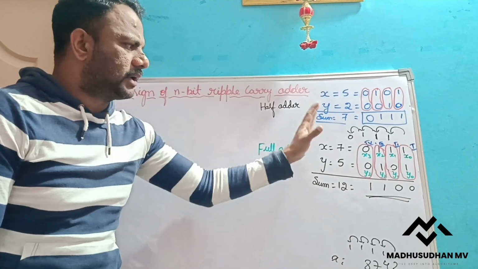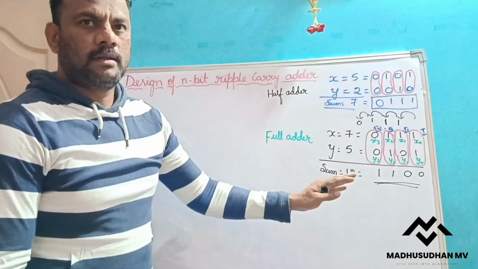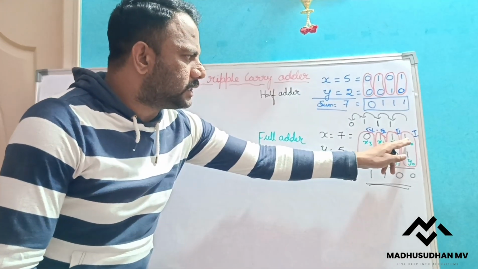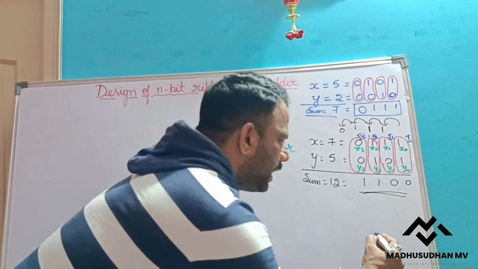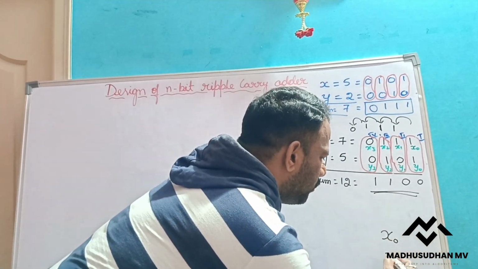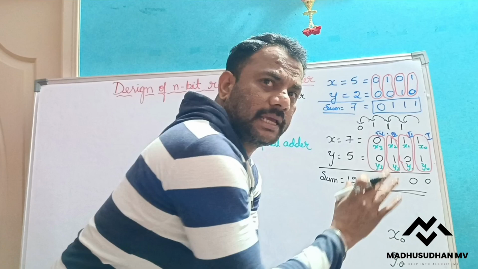Now let us write the truth table for this. So now in this stage, I added x naught and y naught, and initially the carry is what?